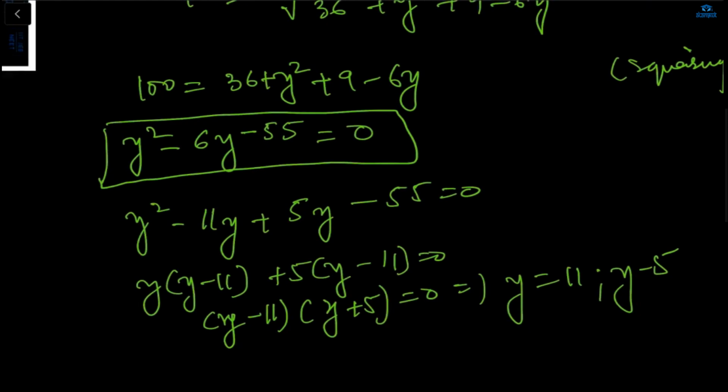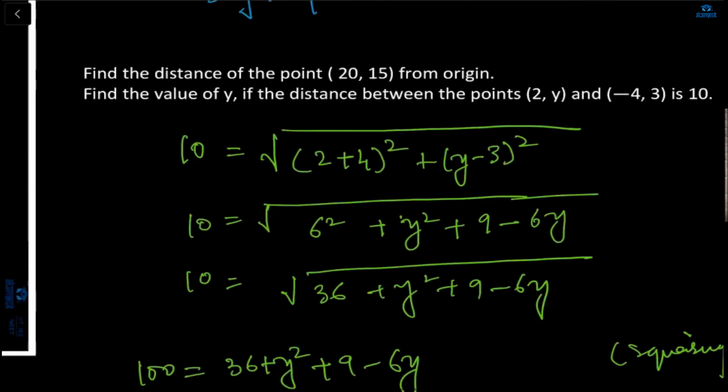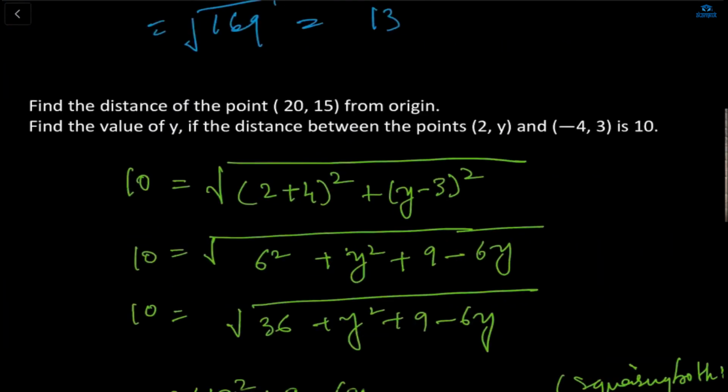Ma'am, we'll choose y equal to 11, I guess. In fact, here you can choose both values. Why? Because it is not the distance. It is this value y, and coordinates can be positive and negative both. Shazan and Safiya, both clear? We are searching for the y coordinate.